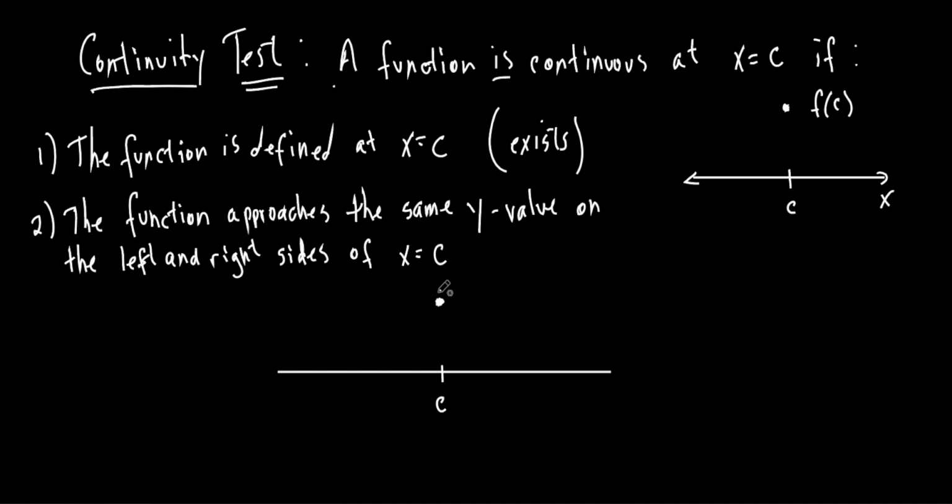The function approaches the same y value on the left and right sides. So watch. As I get closer and closer to x from the right, and I get closer and closer to that point C from the left, again, I keep wanting to say this because I don't expect you to understand what I'm talking about right now until we get to the example, okay?